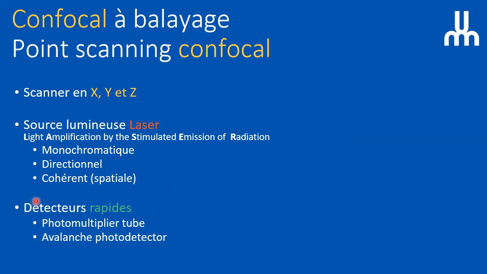And also, because we are looking at one single point, we don't need a camera. A camera has many pixels. In this case, we are using something like a camera that has one single pixel. It's called a photomultiplier tube. The principle of these is that they can amplify the signal, and they are very, very fast. So if you don't want to spend too much time on each point, you just use a fast detector.